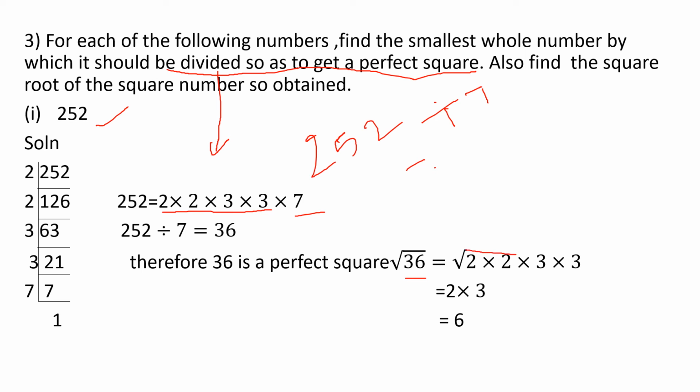Inside the square root, you have the pairs 2 into 2 and 3 into 3, right? So take one 2 outside and one 3 outside. 2 into 3 is 6. For 36, the square root is 6, right? If you want, check the table. 6 sixes are 36. So it is the correct answer.